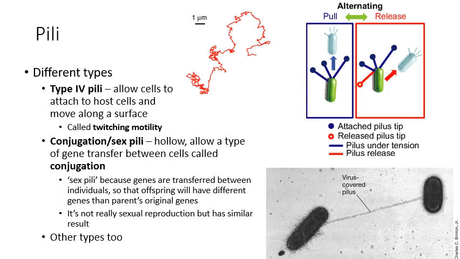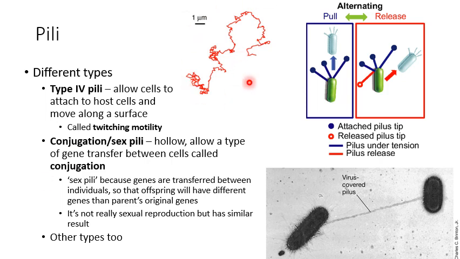Then you have pili, different types of pili. First, you have the type 4 pilus, which will let cells stick to stuff. Specifically, it lets them stick to host cells. In order for bacteria to get inside of a host cell, first they have to attach to it, and the type 4 pilus will allow them to do that. It also helps them stick to a surface and move along that surface. And it's a special type of motion called twitching motility.